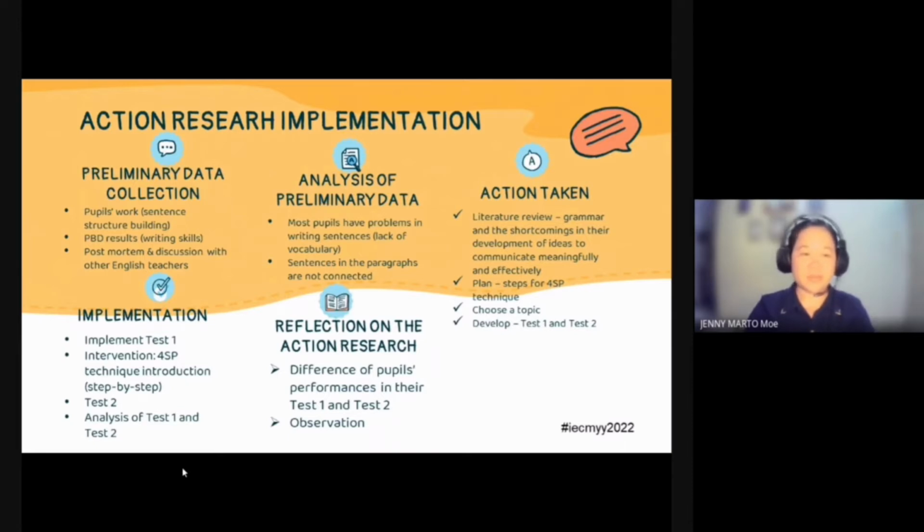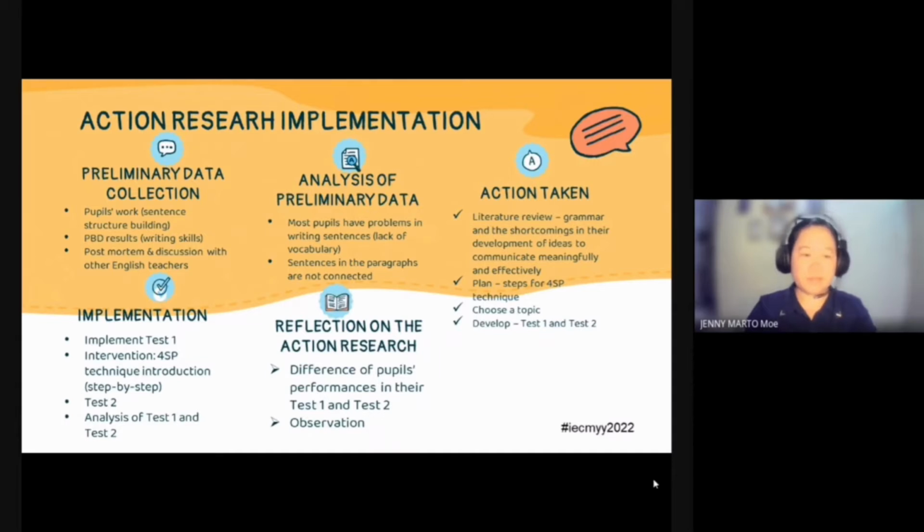I will discuss on the preliminary data collection, analysis of preliminary data, and then what are my actions, the implementation of my action research, and finally the reflection on the action research. Based on my preliminary data collection from my pupils' work, I found out that they have difficulty in their sentence structure building.